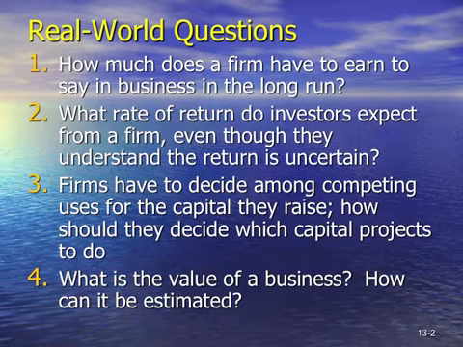Firms have to decide among many competing uses for the capital they raise. How should they decide which capital projects to do? Well, we already have studied that, haven't we? Capital budgeting criteria, did we not? And we came upon the notion of net present value. Did we not? We did. But to calculate a net present value, what do you have to have? A discount rate. And what discount rate should you use to calculate the net present value of a capital project? Anybody? The cost of capital. Of course. Surely that's the right discount rate to use.